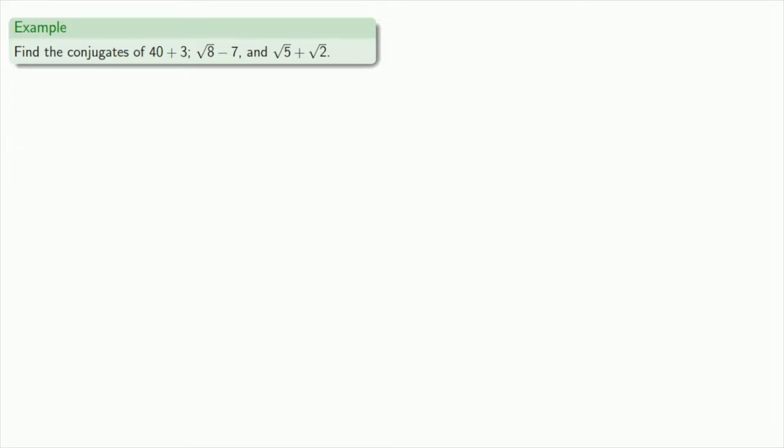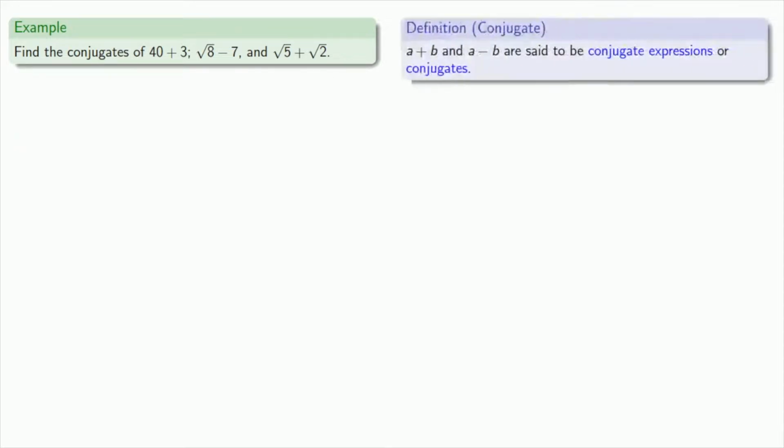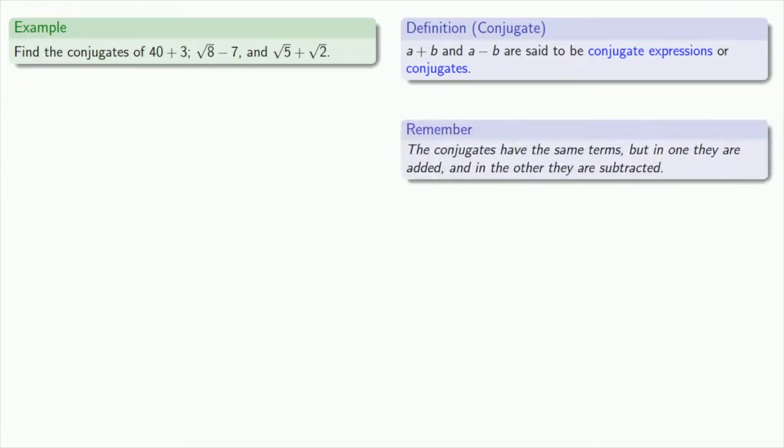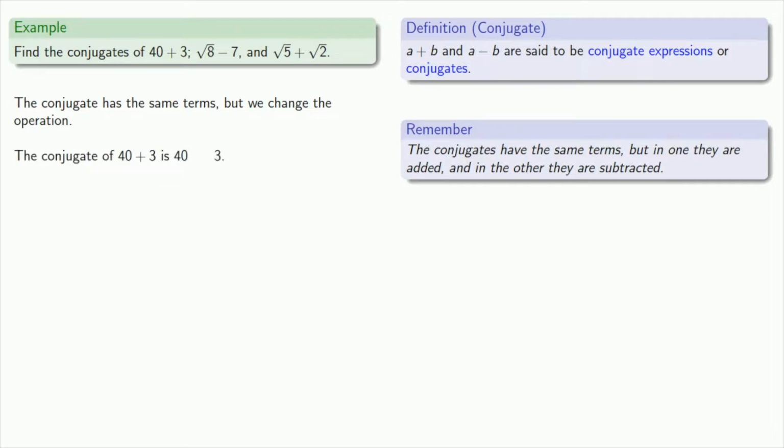So definitions are the whole of mathematics. All else is commentary. Let's pull in our definition of conjugate. And again, the idea behind the conjugate is we'll have the same terms, but in one we'll add and in the other we'll subtract. So the conjugate will have the same terms, but we change whatever the operation is. So the conjugate of 40 plus 3 has the same terms, 40 and 3. But since we're adding here, we'll want to subtract in the conjugate. So the conjugate will be 40 minus 3.